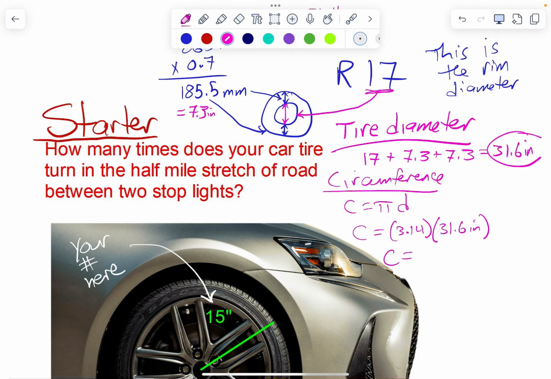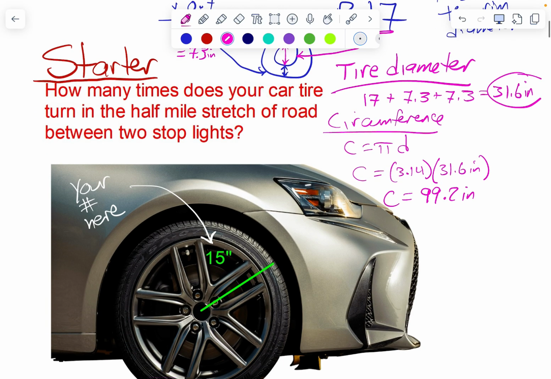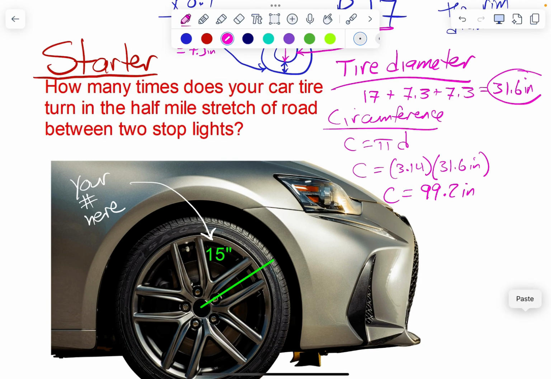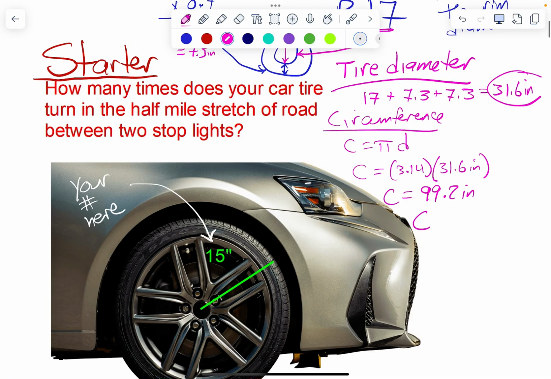So what is that? Like around 100? 99.2. Thanks. 99.2 inches. So it's like eight and a third feet. Every time it rolls around, her tire is going 8 1/3 feet. That's cool. In fact, we want probably to convert it to feet because I'm not going to convert miles to inches myself, right? So go ahead and convert this to feet. How do you do that?